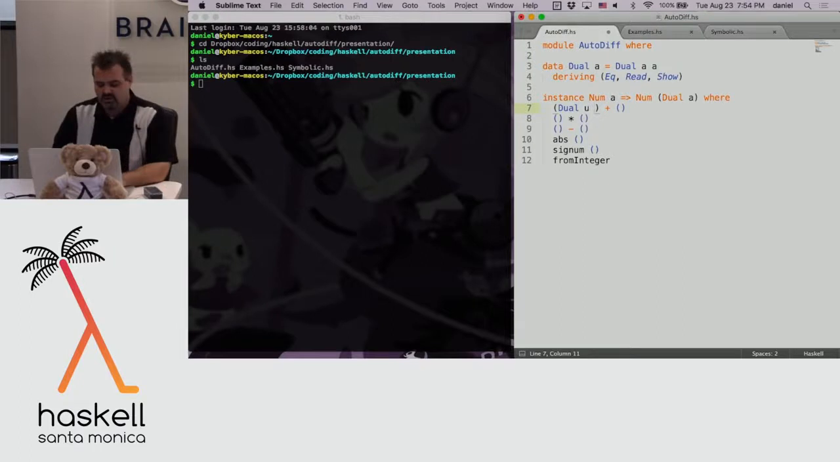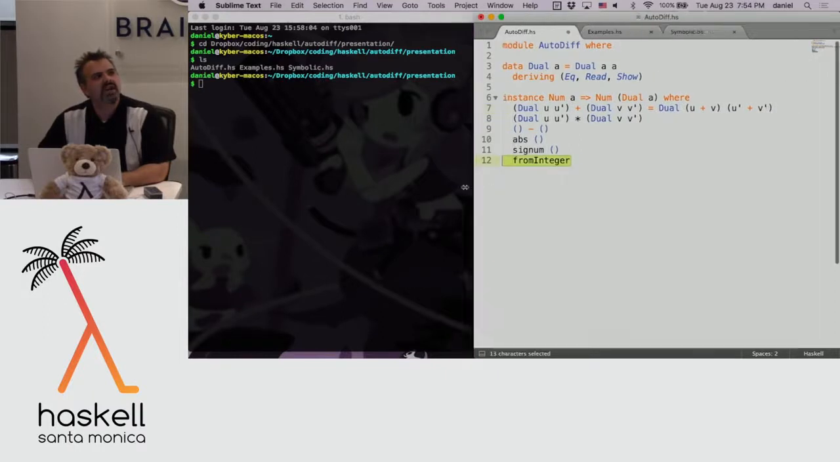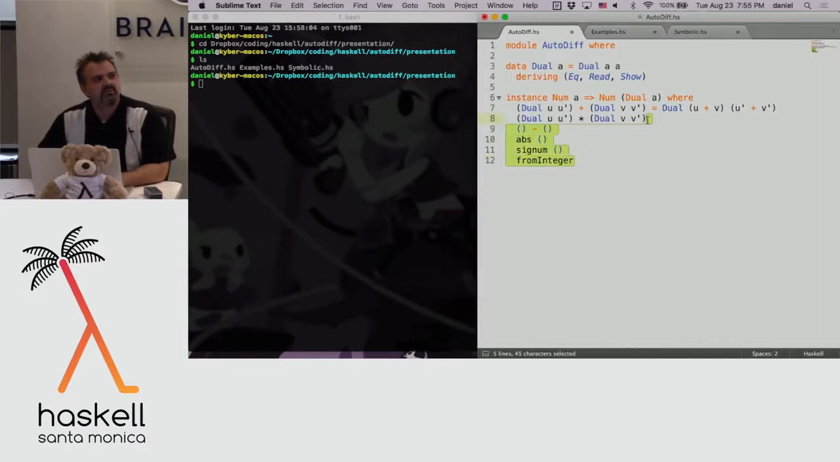So I'm going to pattern match on here. And I'm going to give this a suggestive name. Okay. So how are we going to add duals? Adding duals is pretty simple. We're going to add the first two. And we're going to add the second two. So this is how we add duals. That's not very interesting. Okay, you're right.